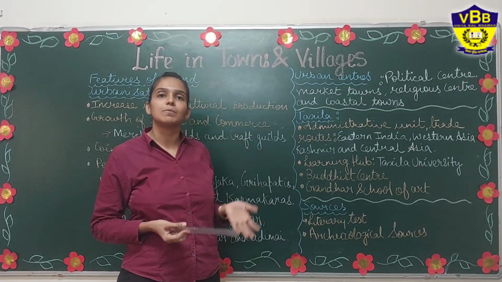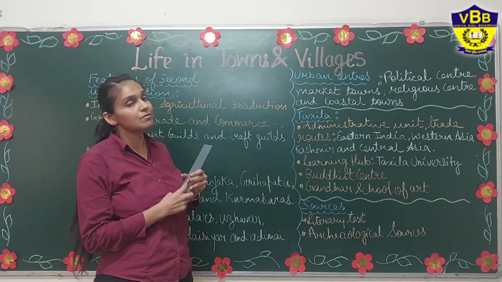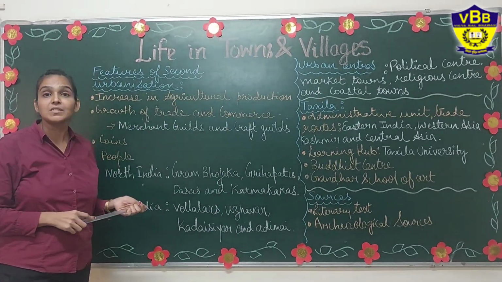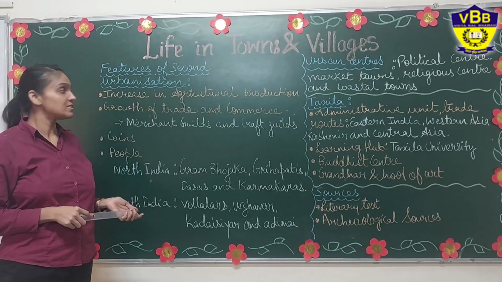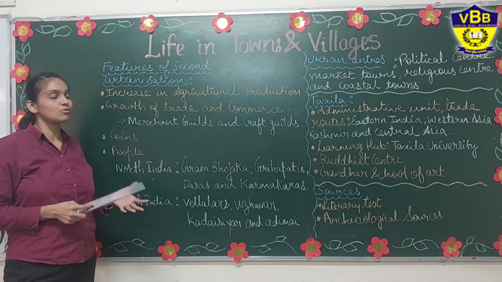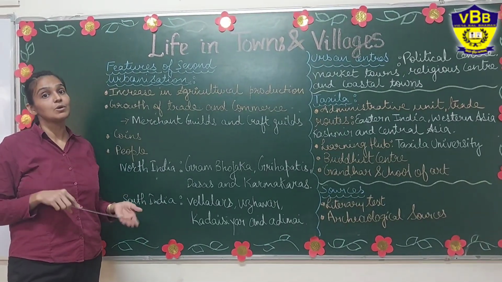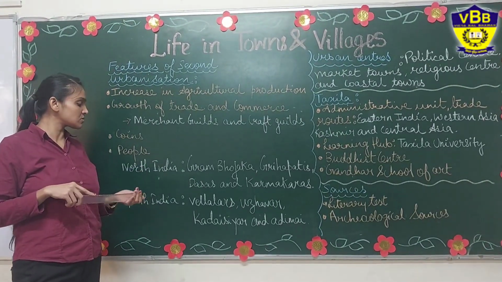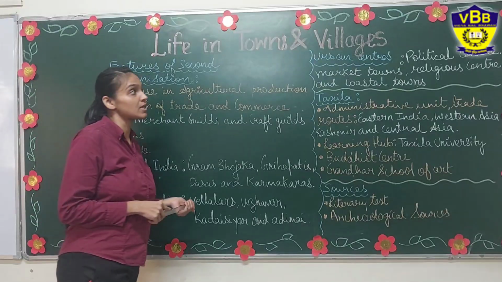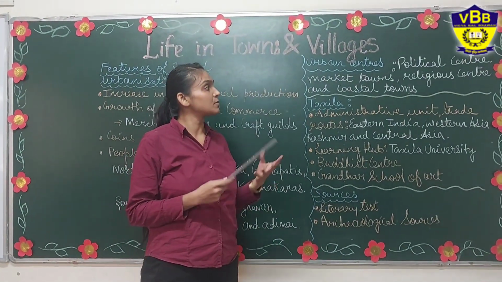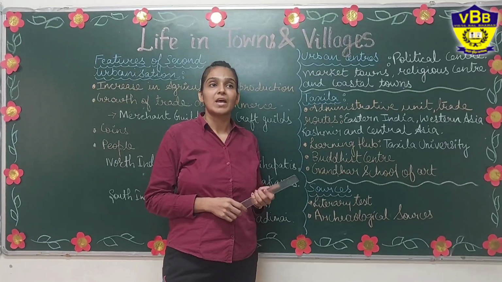So this was all about this chapter, how people used to live in towns and villages. So far we have read about urbanization, means settling of people in towns and villages. We have talked about the groups of merchants, traders and craftspersons. We have talked about how northern society was different from southern society. We have talked about several types of urban centers: political centers, market towns, religious centers, and coastal towns.